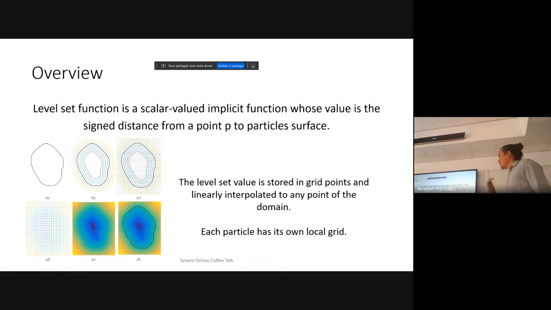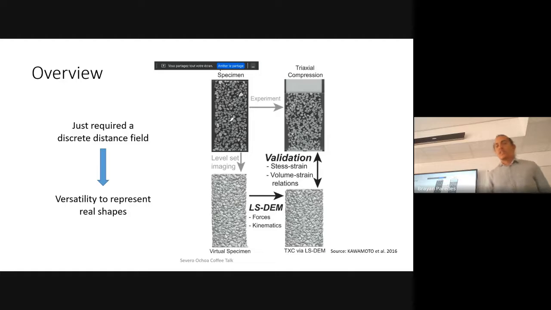The level set starts with points. In this case we are using linear interpolation functions. One important thing is that the level set has its own local grid. The main point is that what we need with the level set is just a discrete distance field. That's all. It's not necessary to have a continuous function or any other requirement on the shape of the particle. So this gives a lot of versatility to represent real shapes.